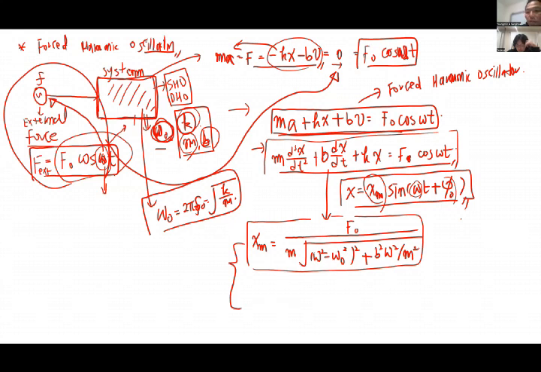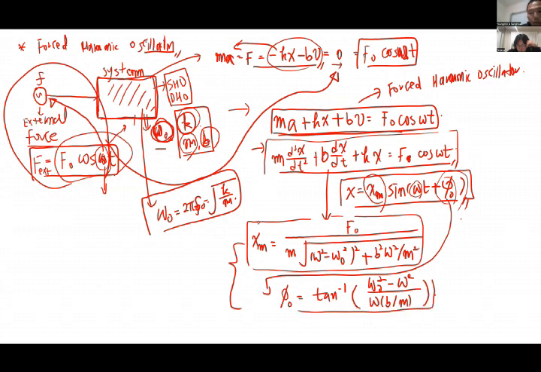And the initial phase, pi naught, also can be expressed with these system parameters. So pi naught, the initial phase, is the arctangent of omega naught squared minus omega squared, over omega times b over m. That is the solution for pi. So if you plug this into this formula, you will find this relationship.